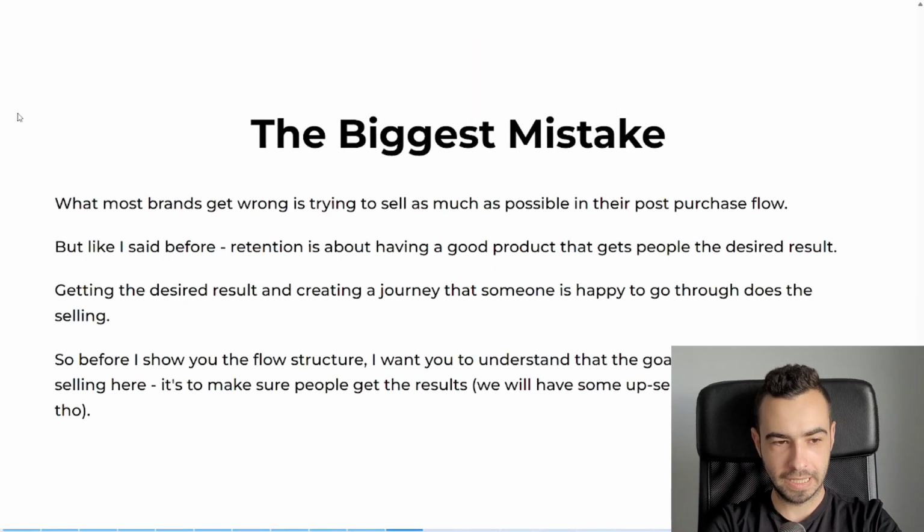Now, the biggest mistake that most brands make, or the thing that they get wrong, is trying to sell as much as possible in their post-purchase flow. I mean, ultimately, it's all about retention, so you should be selling, right? Well, not really, because like I said before, retention is all about having a good product that gets people the desired result. Getting the desired result itself and creating a journey that someone is happy to go through, that's the selling itself.